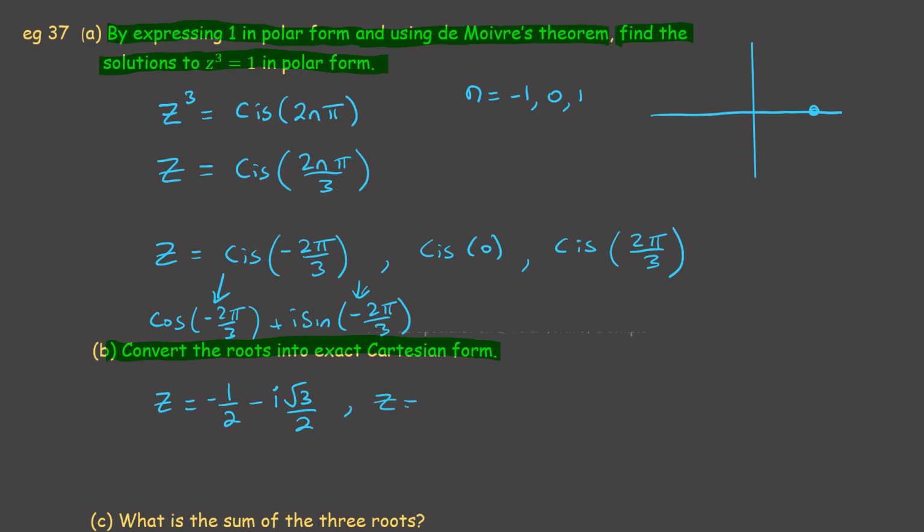Then we have z is equal to 1, that's cis 0, and then for this one is cos 2 pi by 3 plus i sine 2 pi by 3, which is that z is equal to -1/2 plus i root 3 on 2.